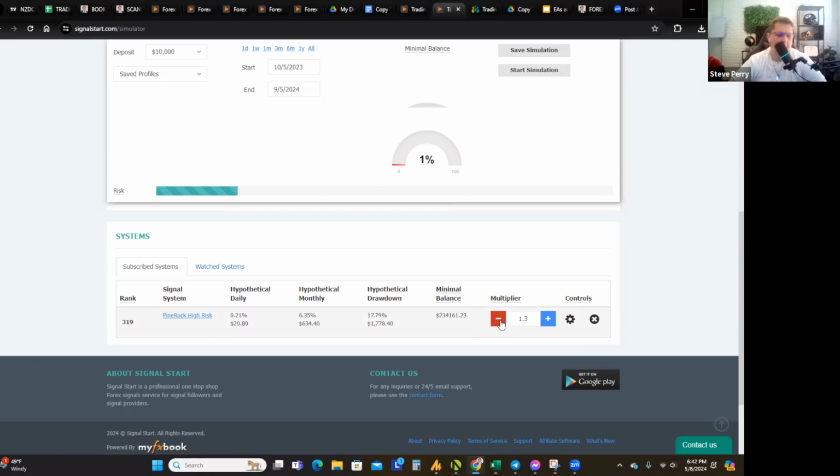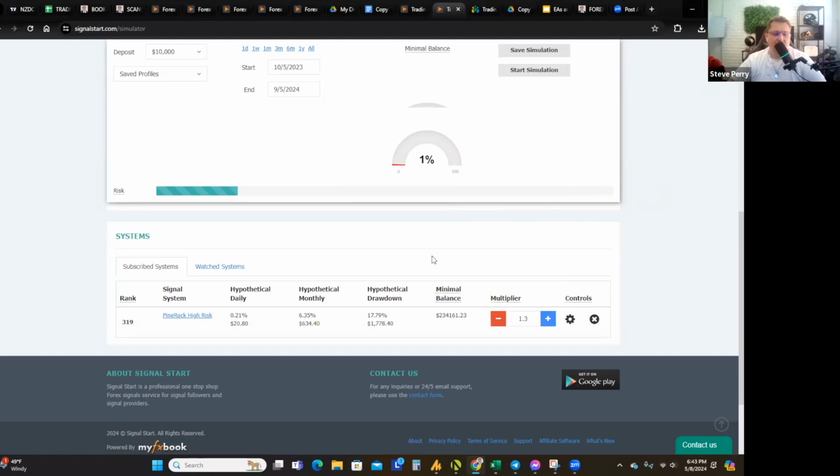But if this copy trader started to lose money and we went below the 20% drawdown, then I'd probably bring that back down to 1.0 or even less. But 1.3. So right now, the hypothetical is for every $10,000 I've invested, I should expect to make about $634 a month on this copy trader, which is really cool.